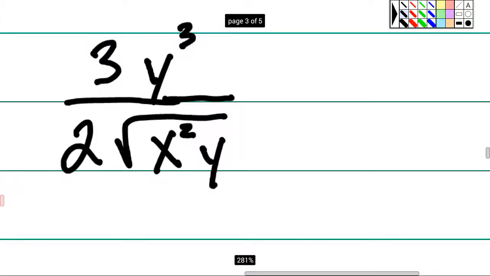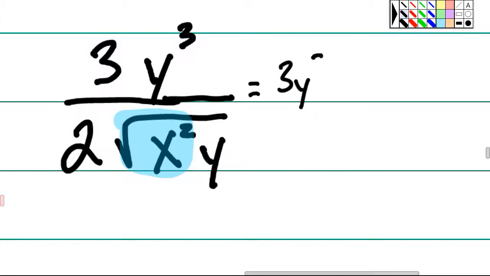Let's look here. Okay, so I'm always looking to simplify before I do anything. I see the square root of x squared, and I know that's just a straight up x. So I might just rewrite this. So I get 3y cubed all over 2x root y.